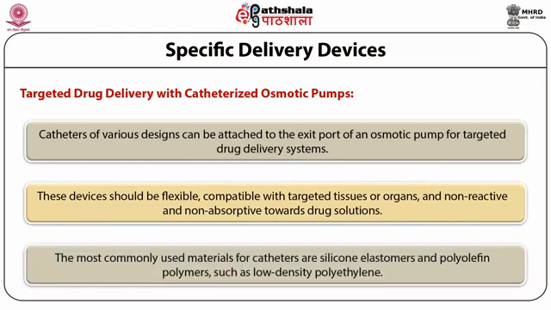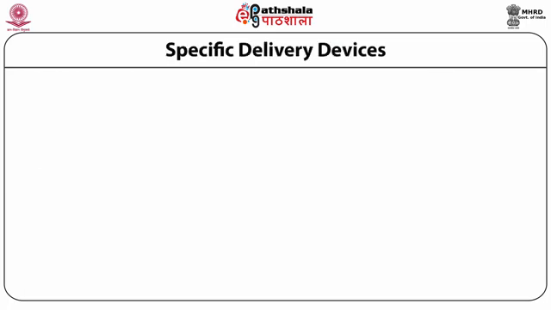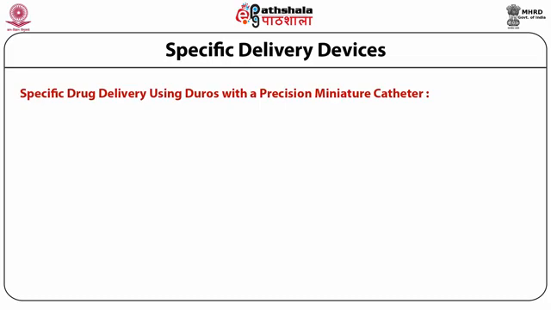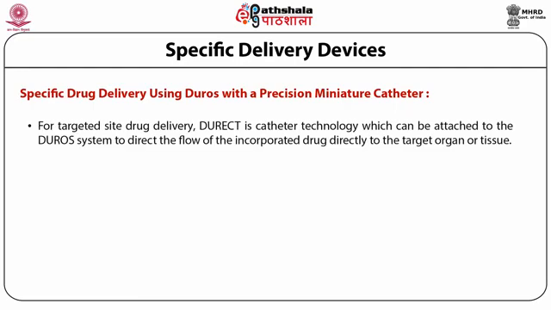So the most commonly used materials for such catheters are silicone elastomers and polyolefin polymers such as low density polyethylene. So under the specific drug delivery using Dauros with a precision miniature catheter, this is the catheter system. In this one, for targeted site drug delivery, direct catheter technology can be attached to the Dauros.